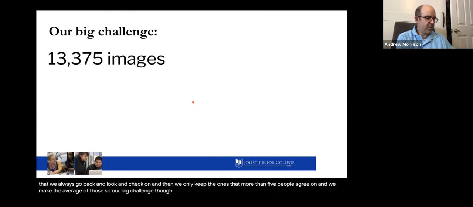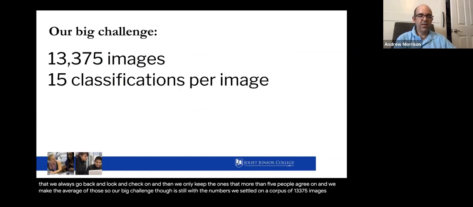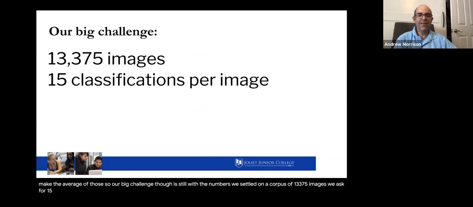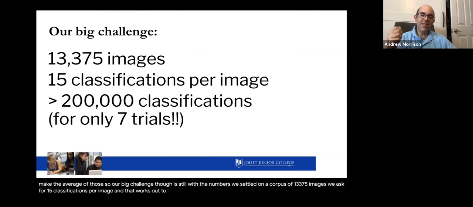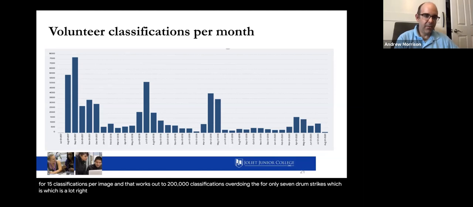So our big challenge, though, is still with the numbers. We settled on a corpus of 13,375 images. We ask for 15 classifications per image, and that works out to over 200,000 classifications for only 7 drum strikes, which is a lot, right? But we have really good volunteers, and they've put a lot in over the past few years.